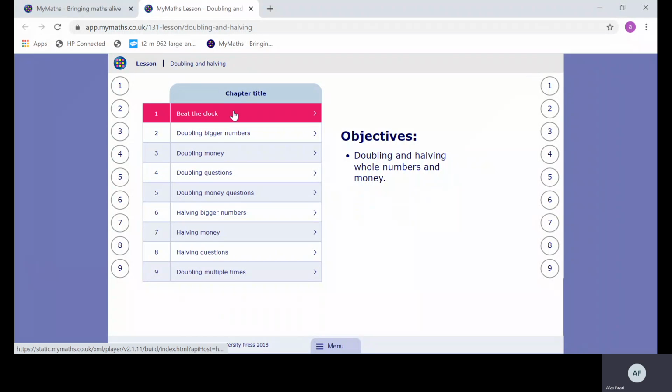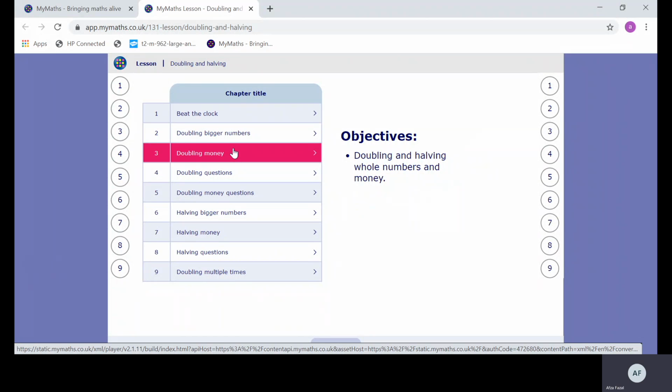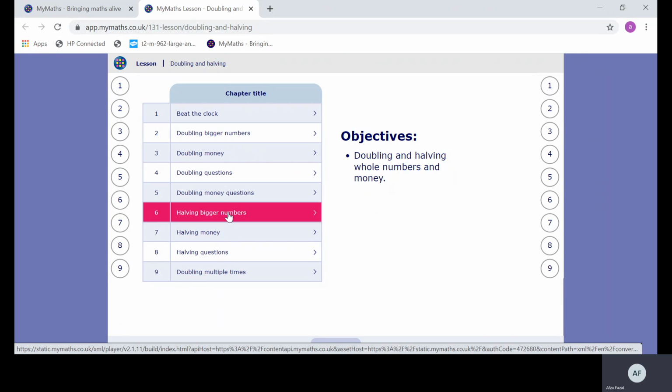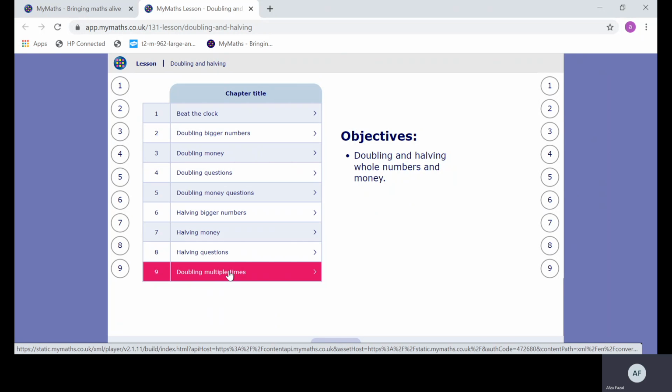Now you've got beat the clock, doubling bigger numbers, doubling money, doubling questions, doubling money questions, halving bigger numbers, halving money, halving questions, and doubling multiple times.